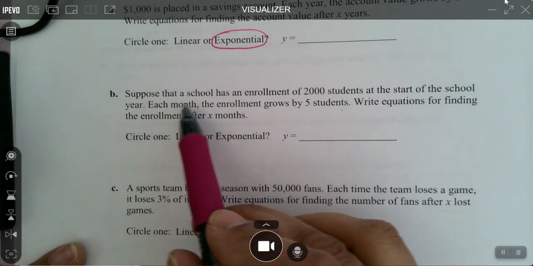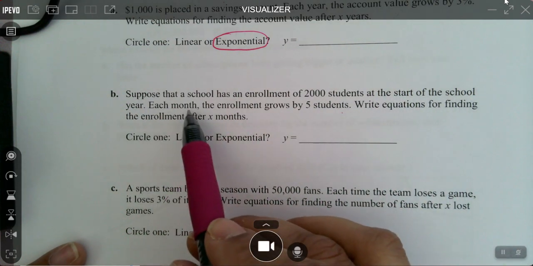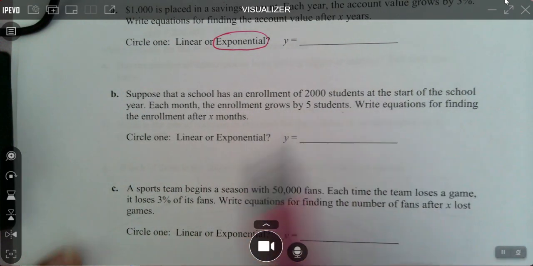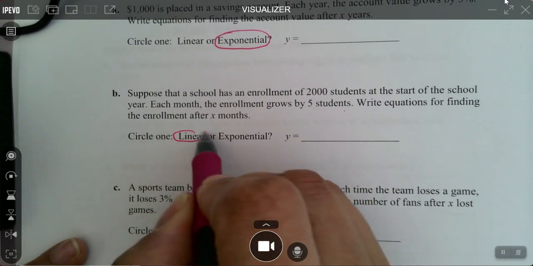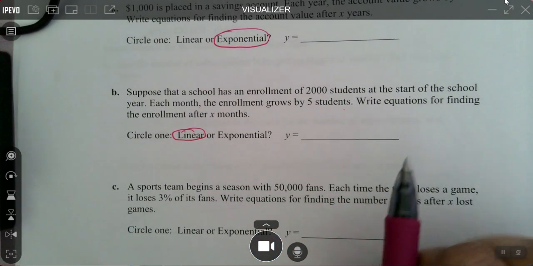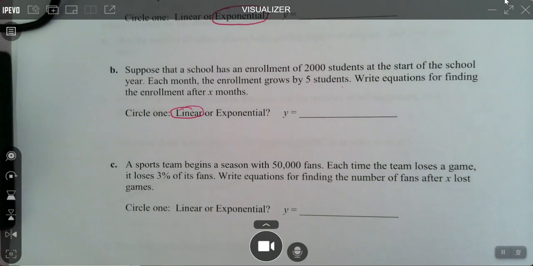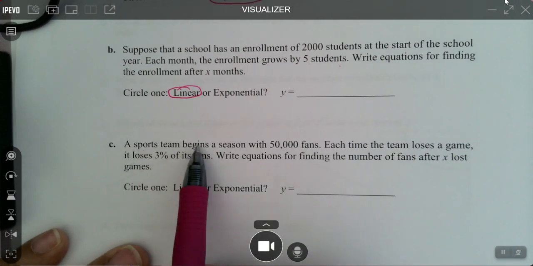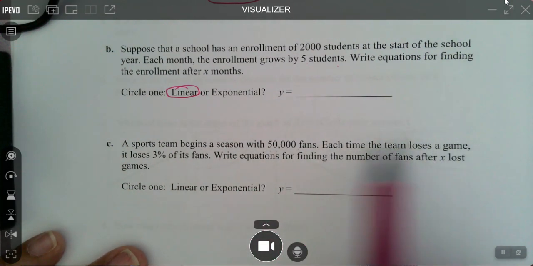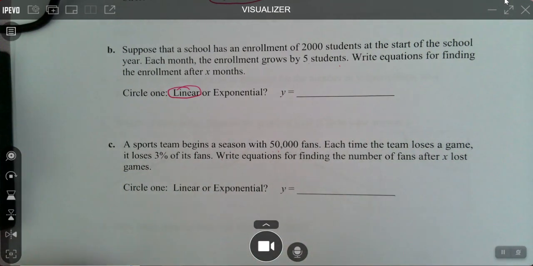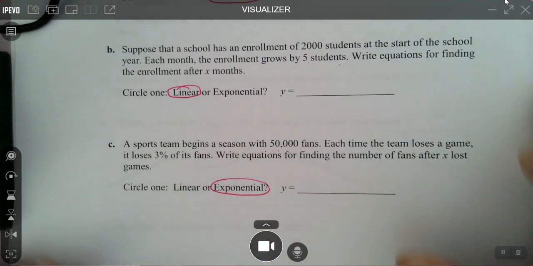Let me see. Christina with a K. Suppose that a school has an enrollment of 2,000 students at the start of the school year. Each month, the enrollment grows by 5 students. Linear or exponential? It is linear. What gave it away? It grows by 5. It's growing by a constant number, okay? Not a constant multiplier. Trey, sports team begins a season with 50,000 fans. Each time the team loses a game, it loses 3% of its fans. What gave it away? The 3% gave it away. Are we good?